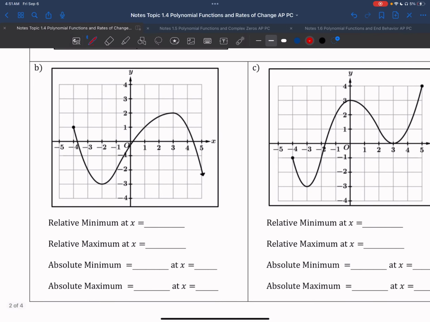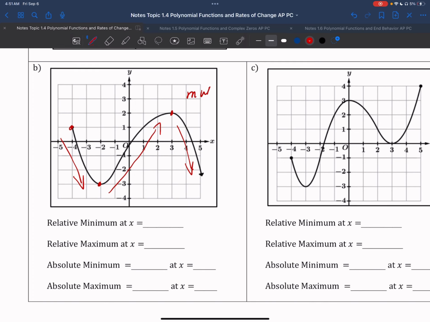For example B, I'm going to do the same thing, decreasing, increasing, decreasing. So I know I have 3 extrema, because don't forget about your endpoint. So I'm going to make those red first, and then I'm going to start labeling them. So this will be a maximum, this will be a minimum, and then again, this one around the area is the highest one, so it will be a maximum.